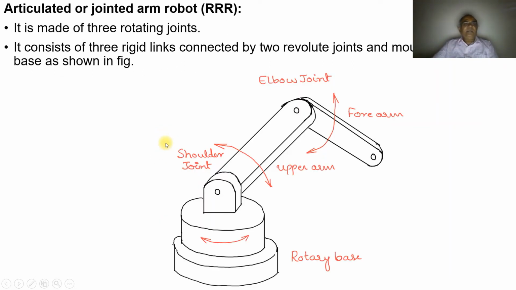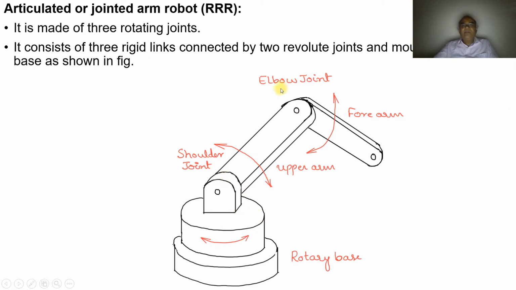Next comes the articulated or jointed arm robot, wherein we have three rotary axes, or revolutions. It is made of three rotating joints. One joint rotates on this hinge, the other rotates on this hinge, and the last one is the rotary base. It consists of three rigid links connected by two revolute joints, mounted on a rotary base.